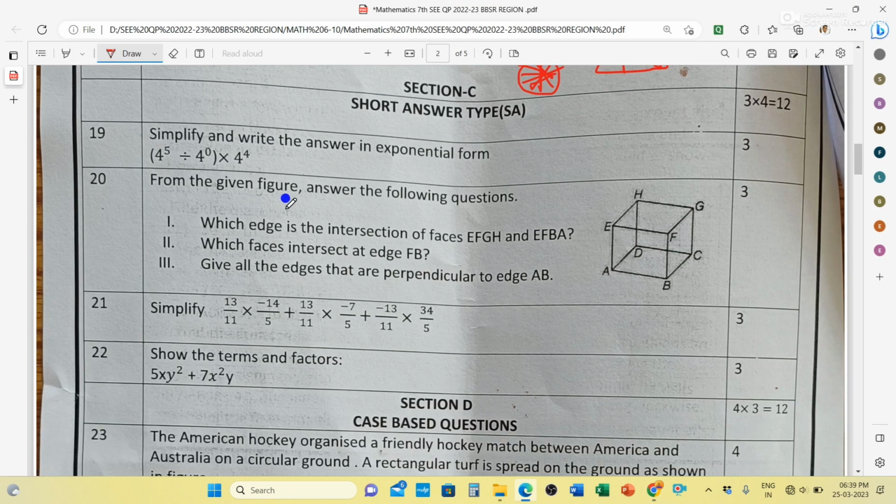Now from the given figure answer the following questions. Here is a square, here is a ludo, you can see, that is a cube. Which edge is the intersection of faces EFGH and EFBA?